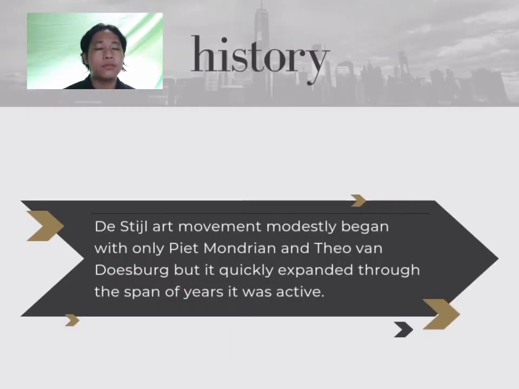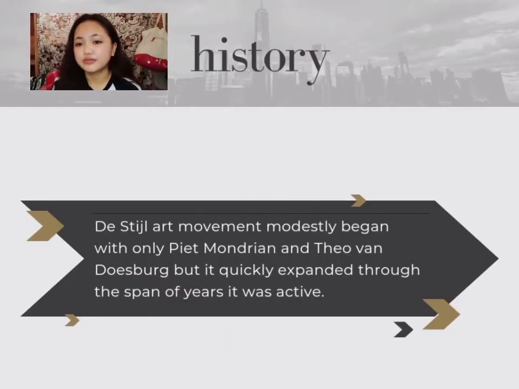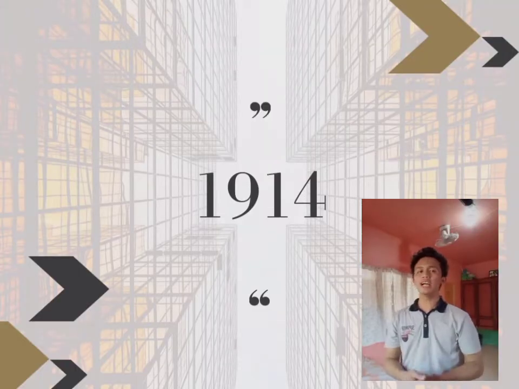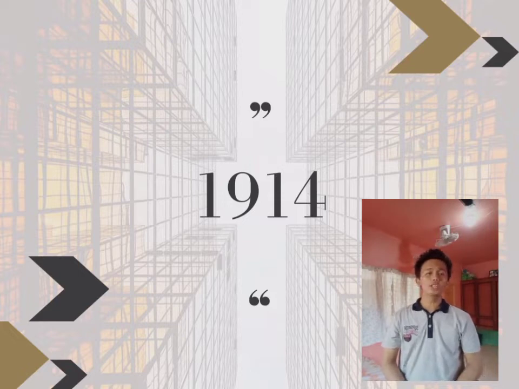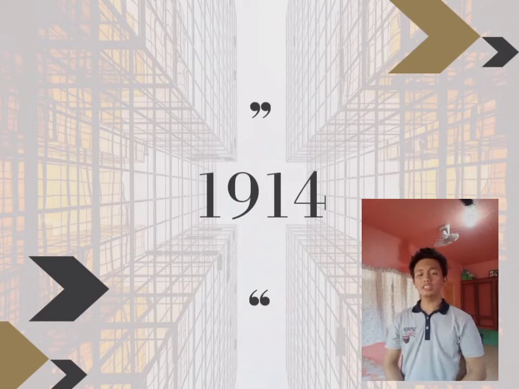The history of De Stijl art. The De Stijl art movement modestly began with only Piet Mondrian and Theo van Doesburg, but it quickly expanded through the span of years it was active. World War I began in 1914. At that time, Mondrian visited his home in the Netherlands, and he was forced to stay there for the duration of the war. Also, during this time, Theo van Doesburg started looking for artists that could help him start a new art movement.